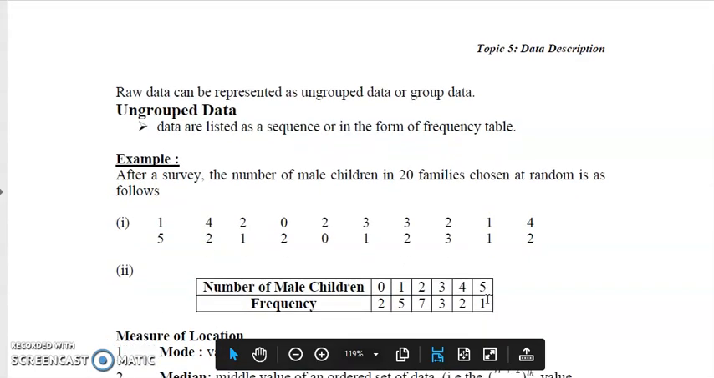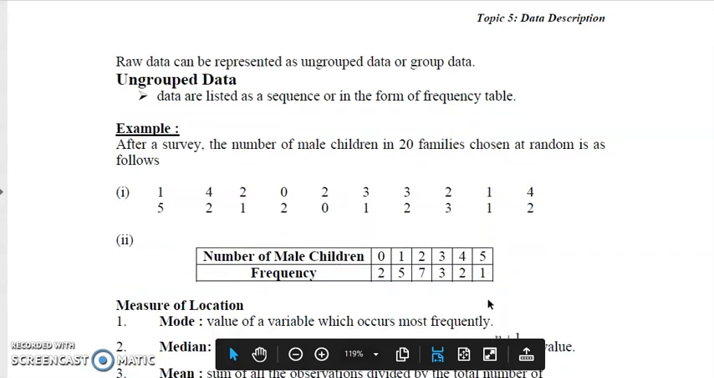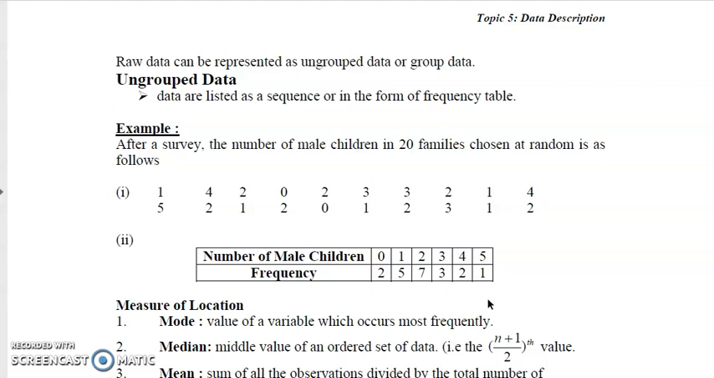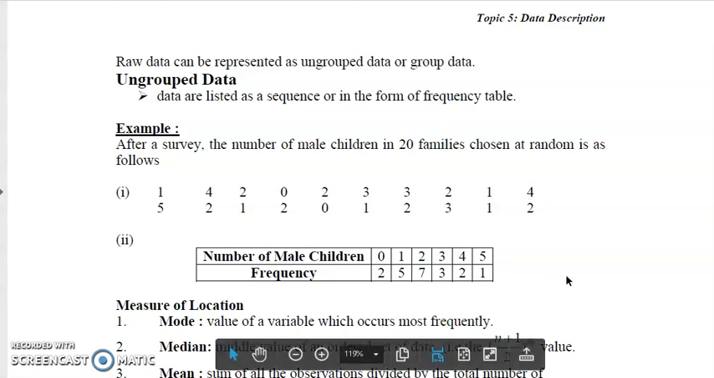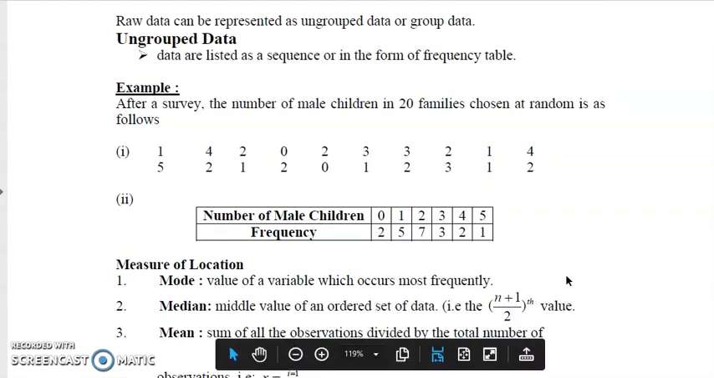Okay, so let's proceed. Raw data. We are going to represent raw data as ungrouped or grouped data. But first of all, we are going to have our ungrouped data. Ungrouped data, if our data is not much, we can still count with our fingers and so on. As an example, only 20 families.